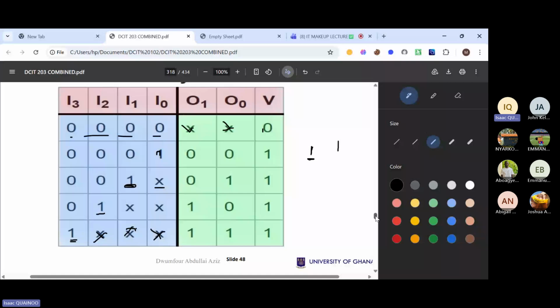Please, I don't know if you are okay with this, or if I should break it down a little further. Yes, please, are you okay with this?